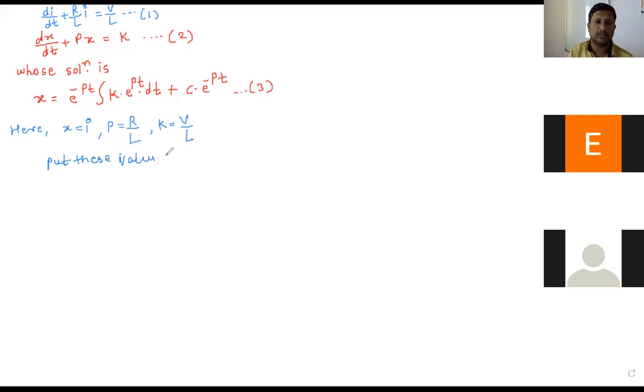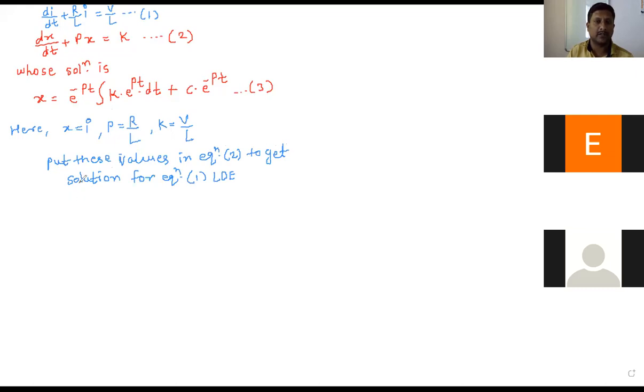Put these values in equation 2 to get the solution for equation 1. To get the solution for equation 1, LDE. Equation 1 काय आहे? LDE आहे ना. So त्याचं solution काय आहे?